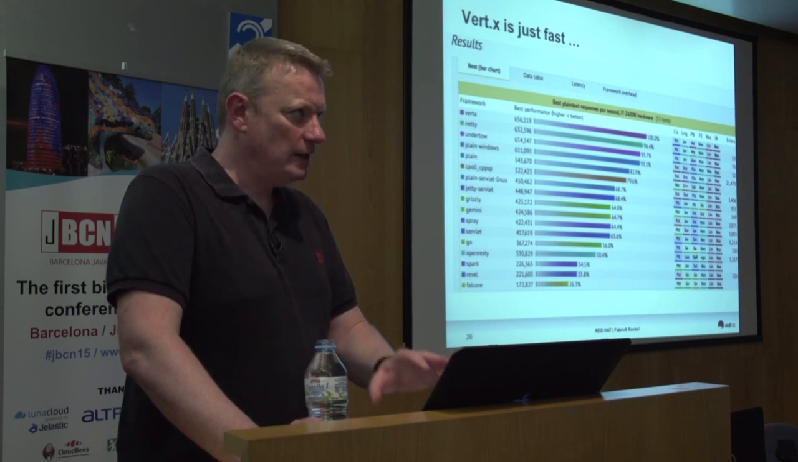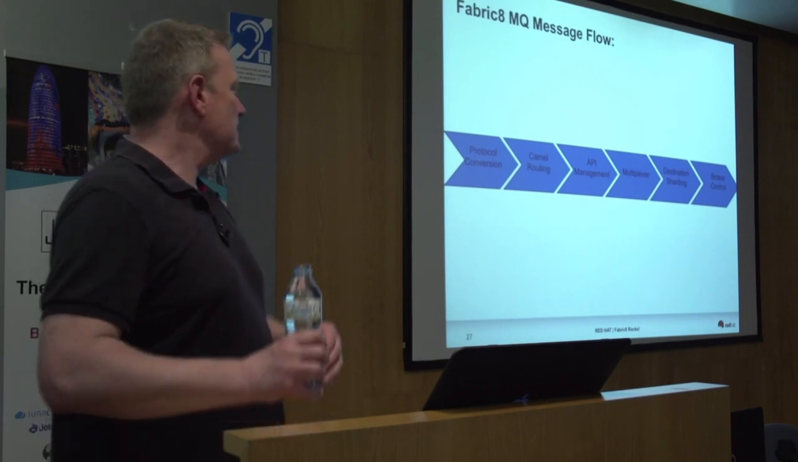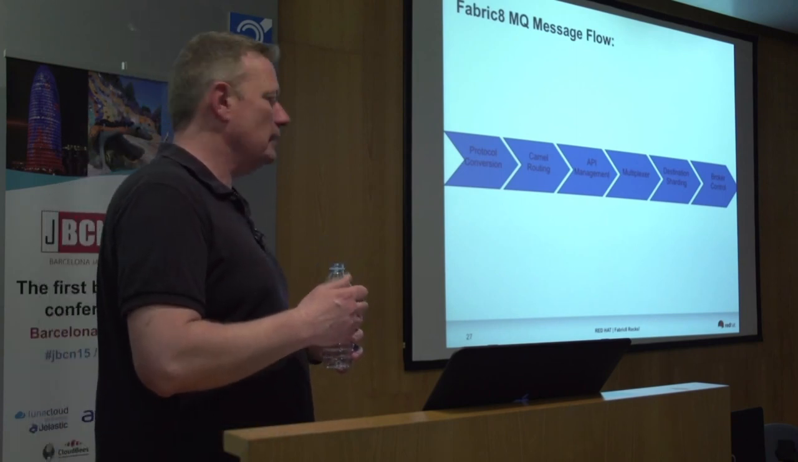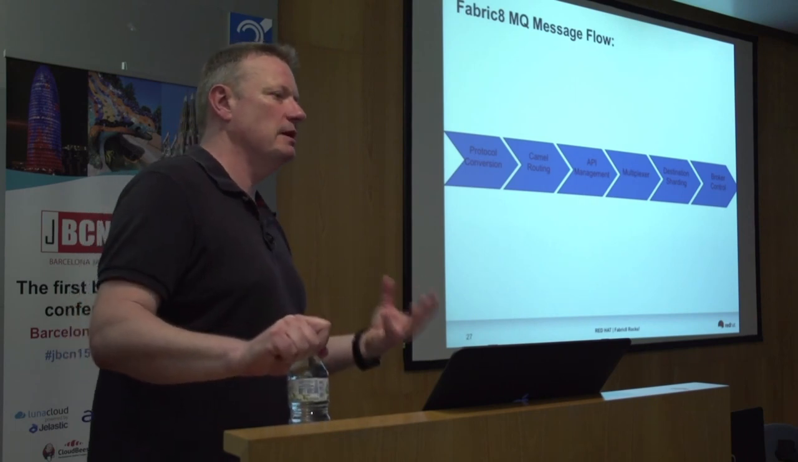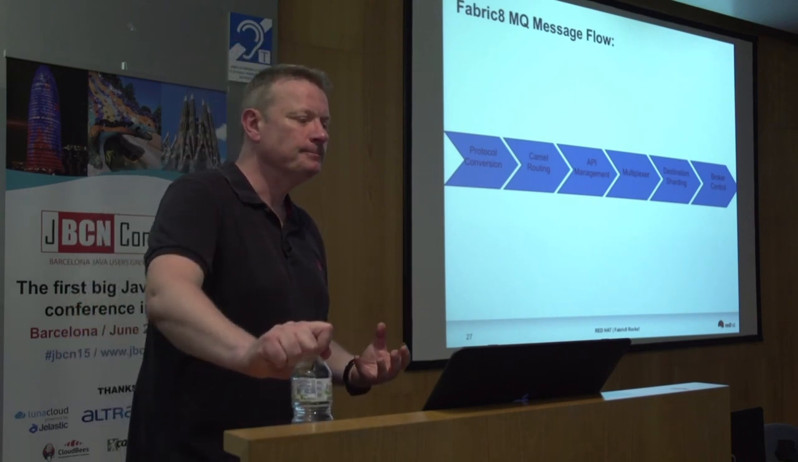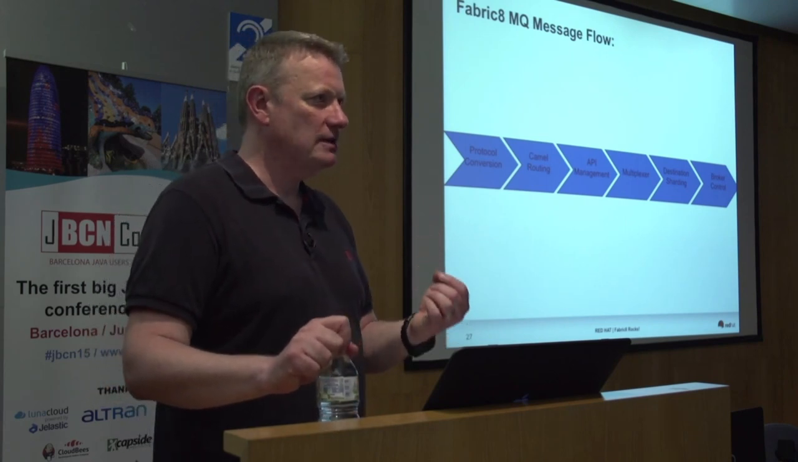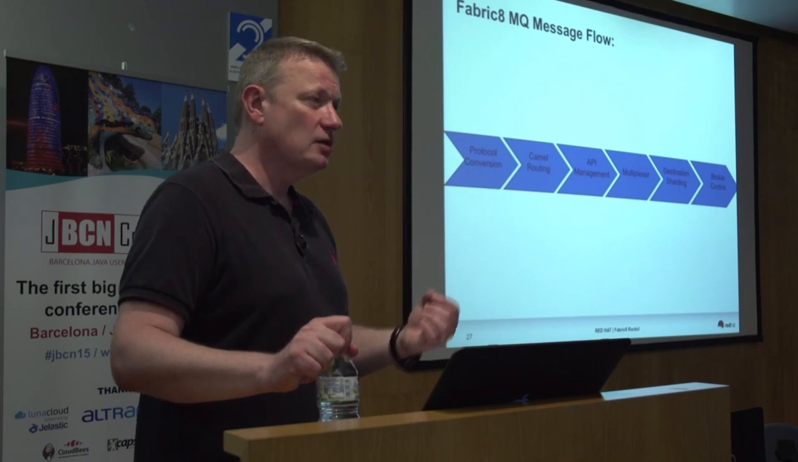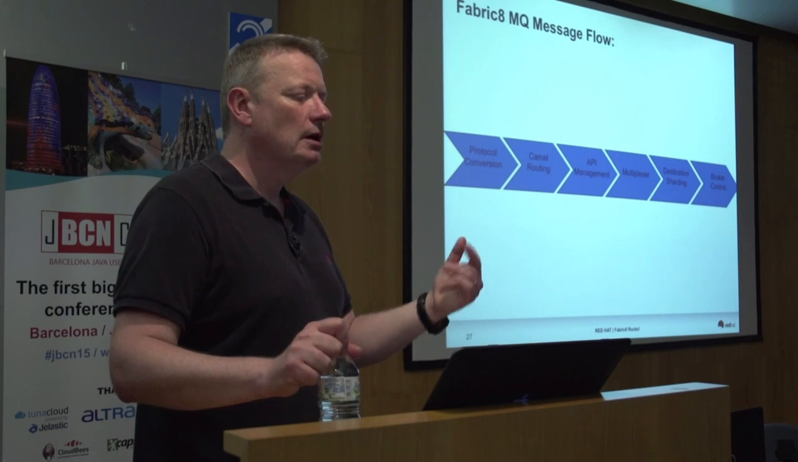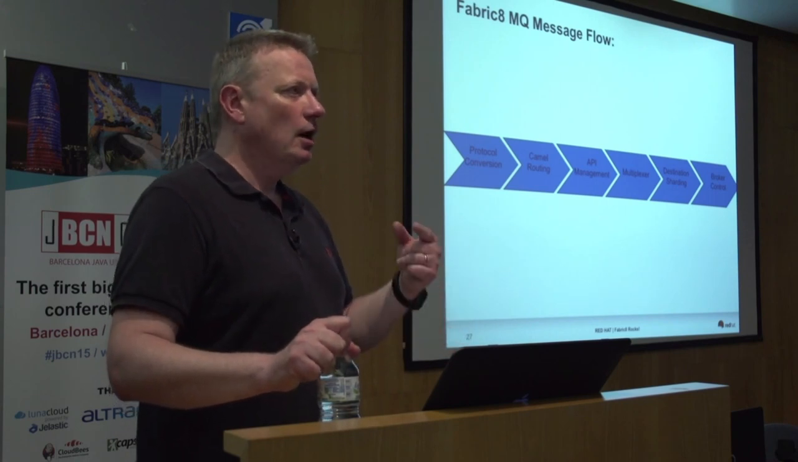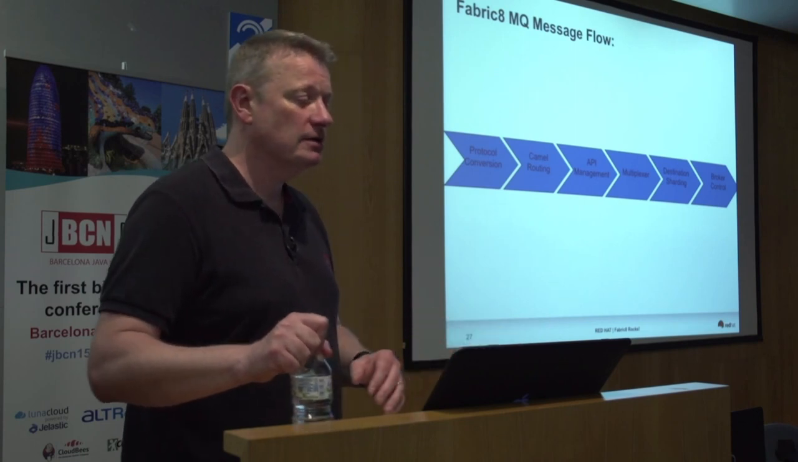To explain what Fabric8MQ is actually doing, let's have a look and see what the message flow is through Fabric8MQ. So when we pick up a connection from vert.x, so vert.x is embedded in this Fabric8MQ, the first thing it's going to do is the protocol conversion. So ActiveMQ itself relies on OpenWire. So we're going to convert MQTT or Stomp, we're going to convert AMQP, we convert those into OpenWire so ActiveMQ doesn't have to do it.